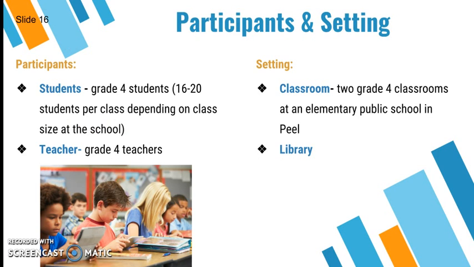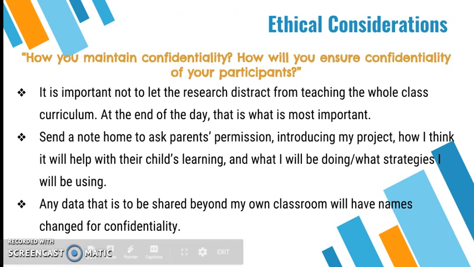Participants and the setting of the study that will be conducted. The participants are the students and the teacher. I'll be looking at the grade 4 students, ranging from 16 to 20 students per class, depending on the class size of the school. The teacher will be the grade 4 teachers. The setting will be in 2 grade 4 classrooms at an elementary public school in Peel. The library will also be a setting as students usually complete many of literacy tasks in the library.